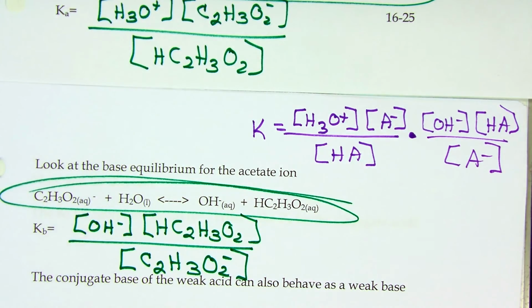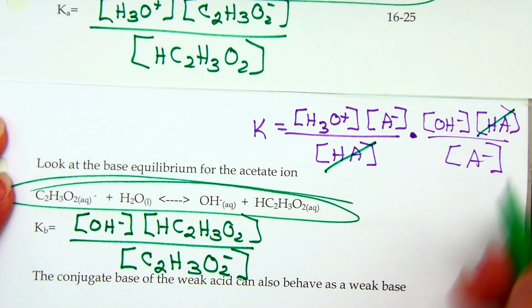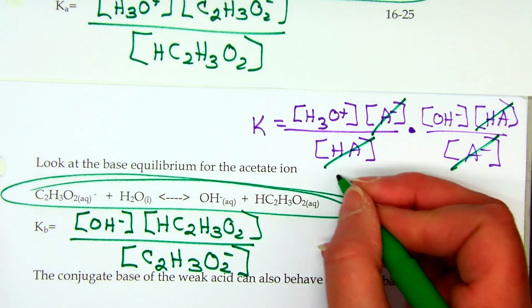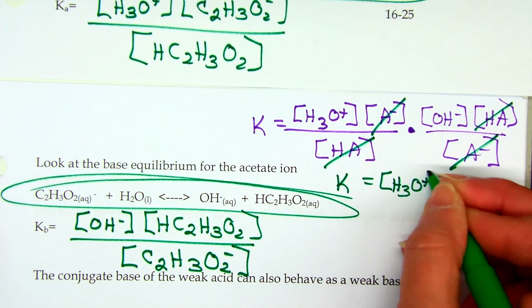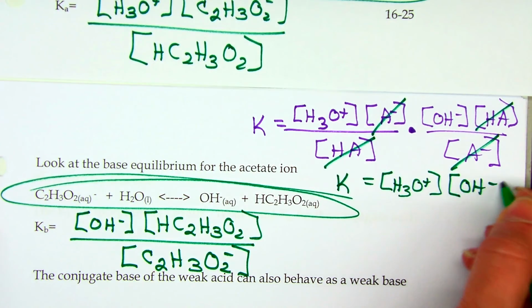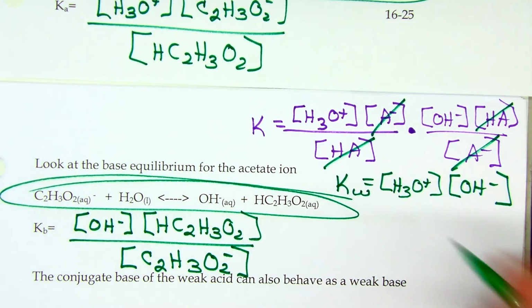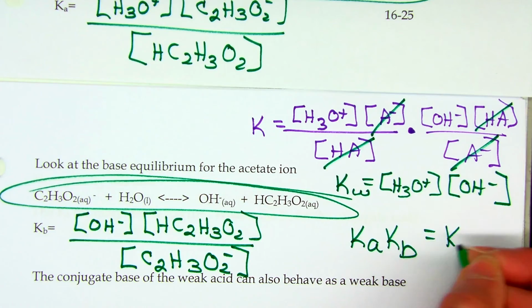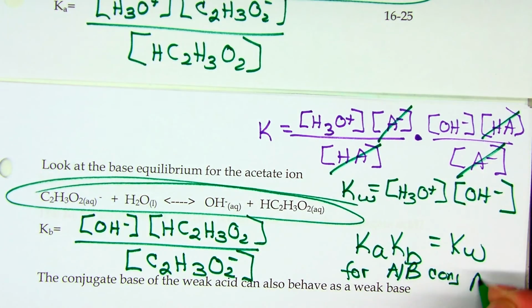Now when you look at this, we can cancel out what divides. We have HA divided by HA, that cancels because it's 1. A minus divided by A minus cancels because that's 1. So we end up with my new K is equal to H3O plus times OH minus. And what K is that? We gave this a special name previously. It's the water, right? So it's Kw. So what this has taught us is Ka times Kb is equal to Kw for an acid-base conjugate pair.